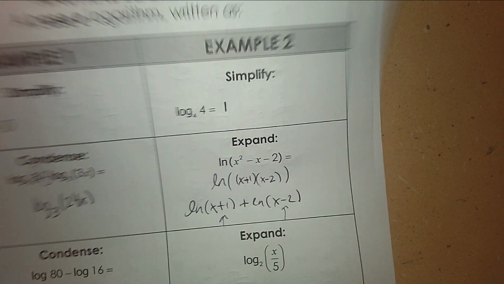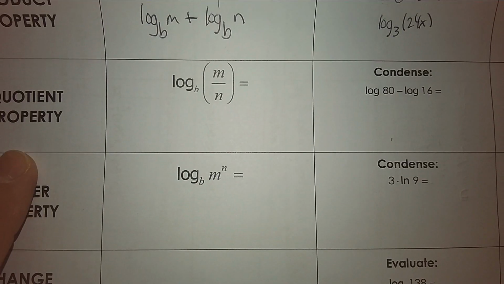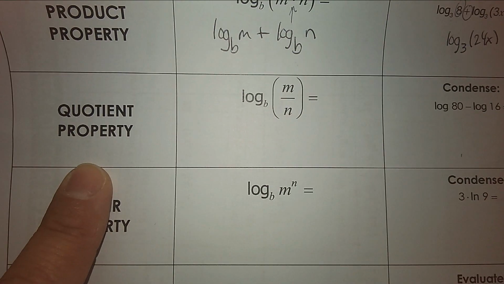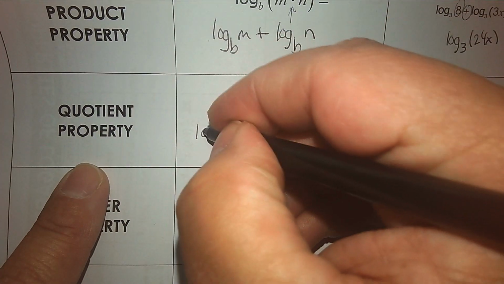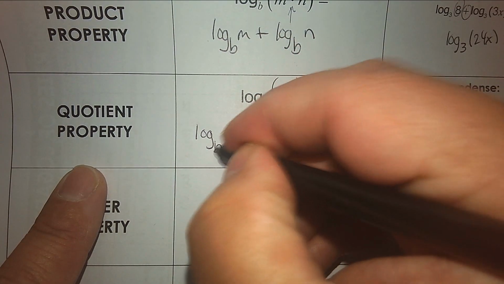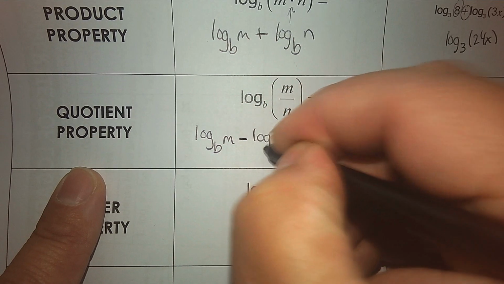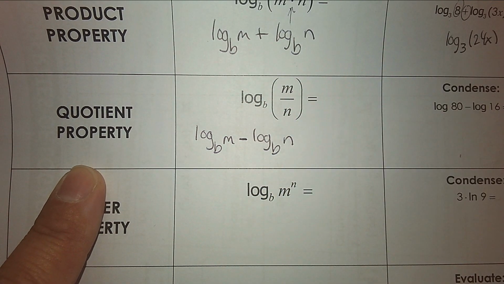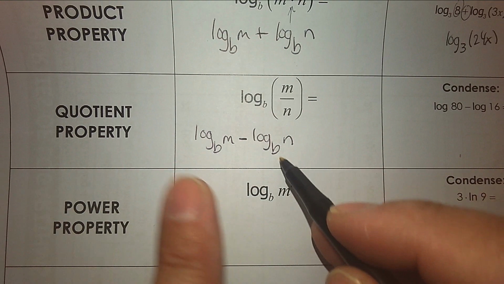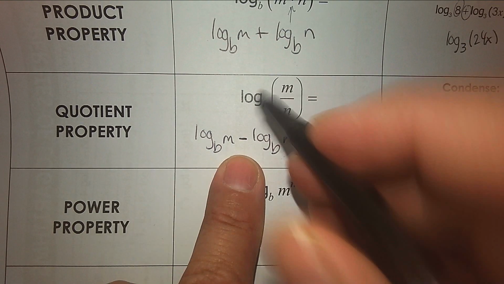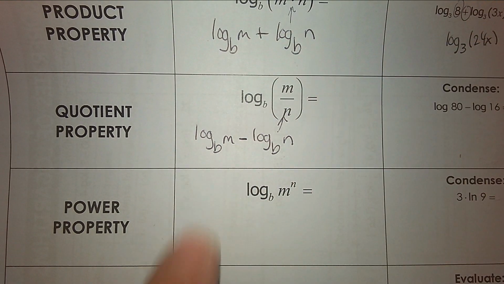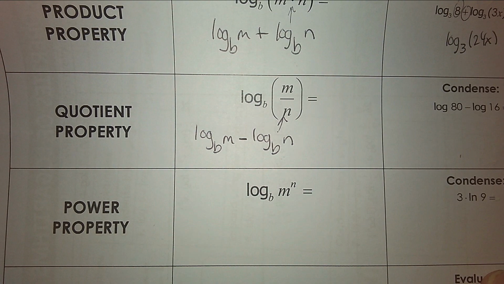Okay, the next property, what is it? The quotient property: if you're dividing inside, what can you do to write it as two logarithms? Subtract. And if you had two logarithms with the same base and subtracting, you could write it as one logarithm dividing, right? Either direction.